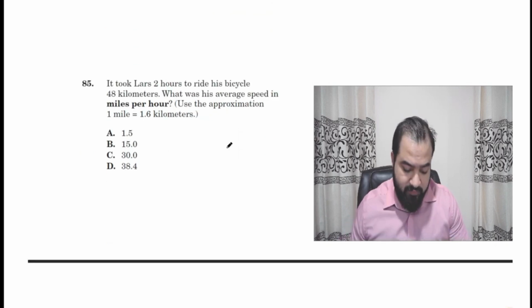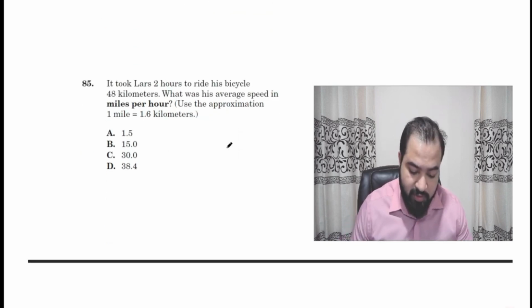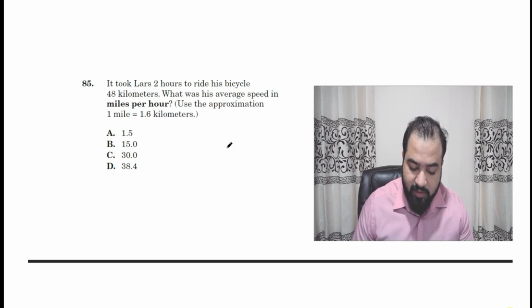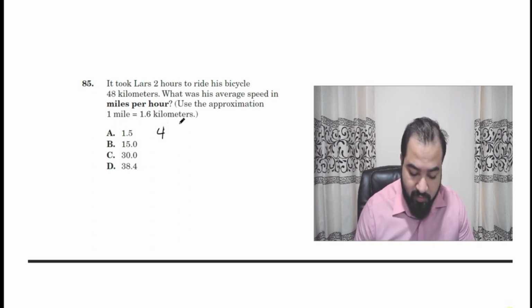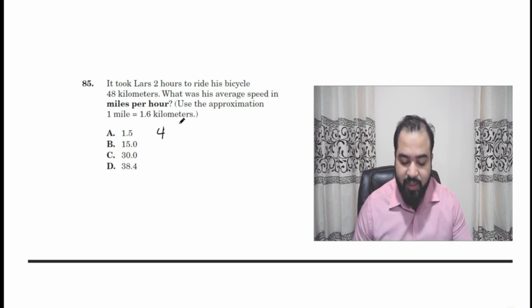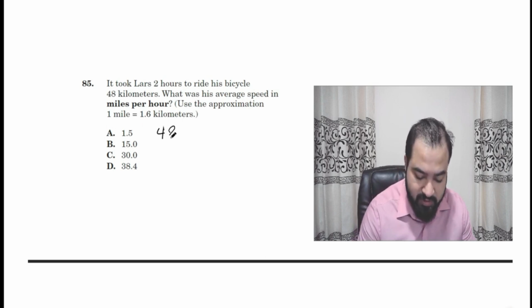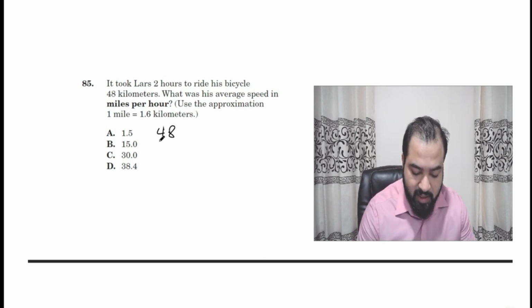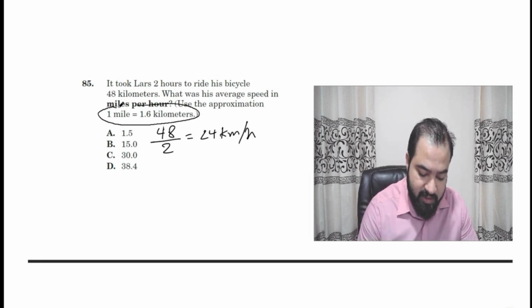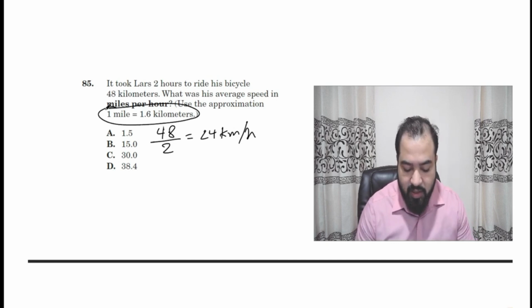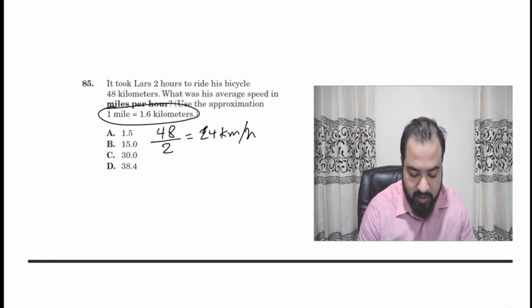So number 85. It says it took Lars 2 hours to ride his bicycle 48 kilometers. The question is asking what was his average speed in miles per hour. So let's find his average speed in kilometers. 48 divided by 2, that's 24 kilometers per hour. But they said to use this conversion, so now let's convert 24 kilometers into miles.